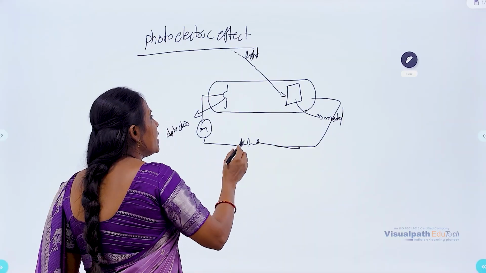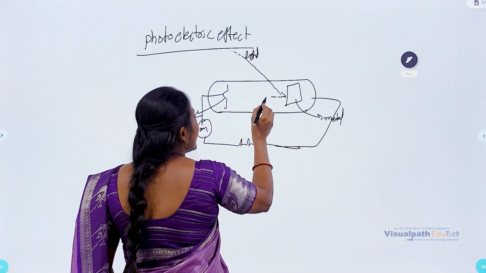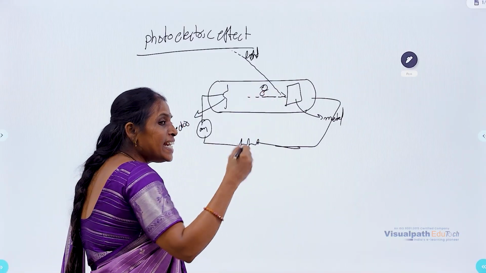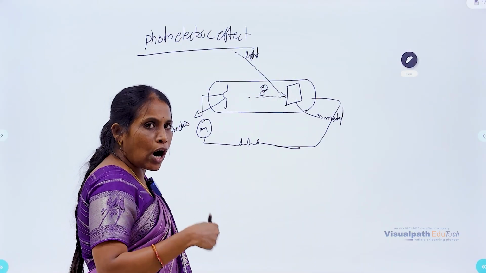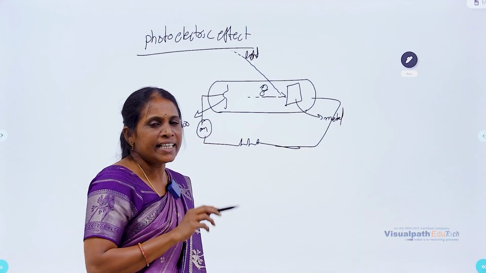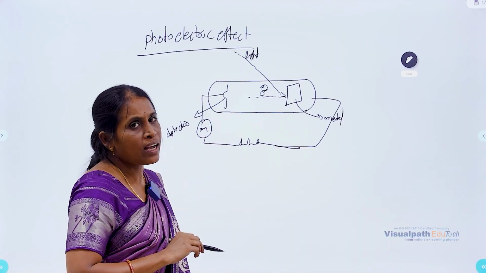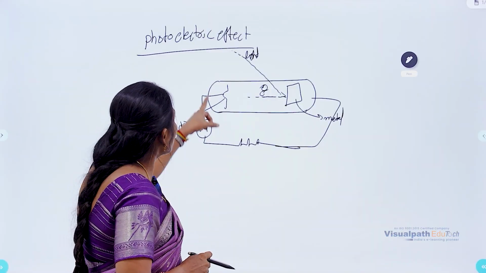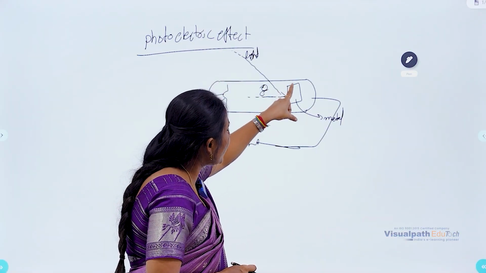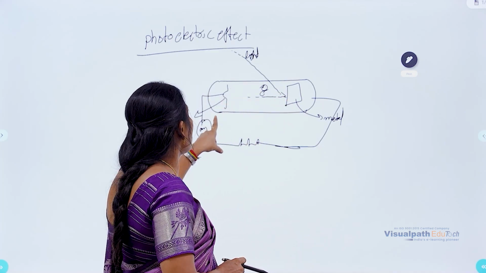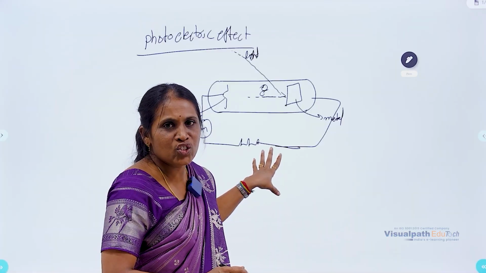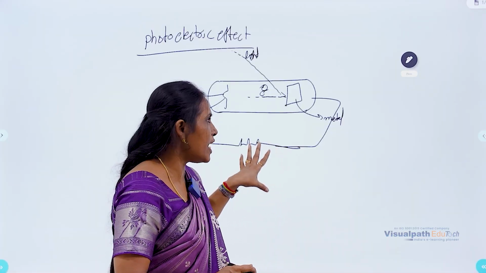Then what happens? This metal ejects electrons, which means it releases electrons. So how do we identify the formation of the electrons? The detector is there. The detector detects the formation of the electrons. So the beam of light is passed on the metal, then it ejects the electrons. That is known as the photoelectric effect.